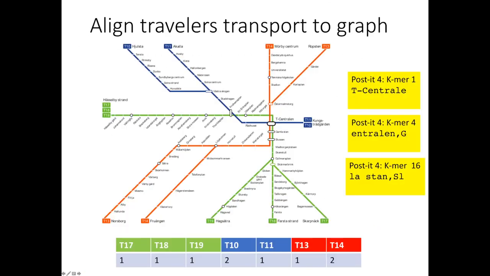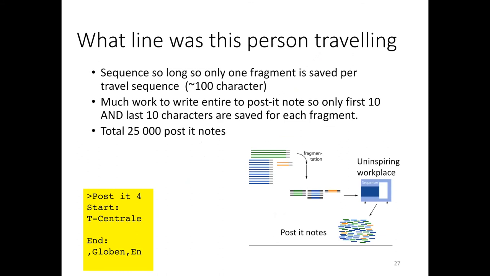Yeah. So you reported this back, that it's actually quite hard to distinguish between some of the lines in some parts. So you redid how you should do this. Instead of writing 25 characters in a row, you agreed that you should do 10 characters at the start and at the end of this one. So this is the idea of paired-end reads, right? Where in the fragment, you're getting information from the initial part of it and the last part. And now when they redo this post-it four, they get T-Centralen and the end is Globen.